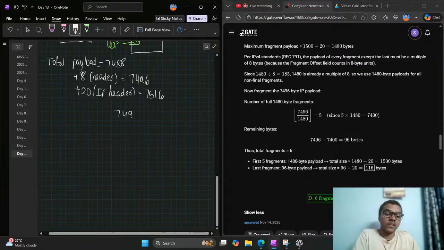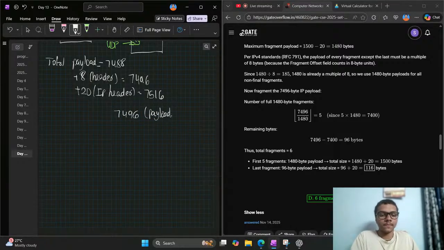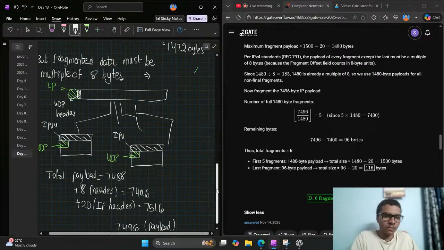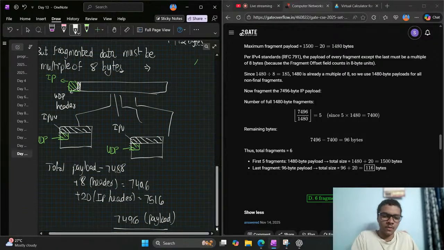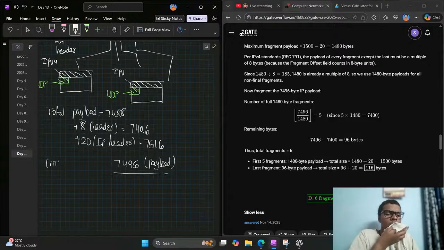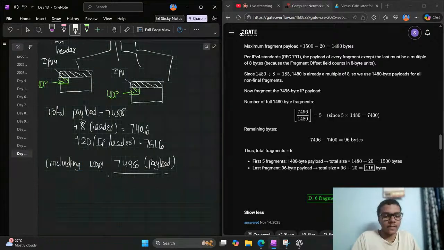So 7496 of payload, and how much can that payload take? Like the fragment, 1472 plus 8. Oh my god, including UDP. So 1480 size.